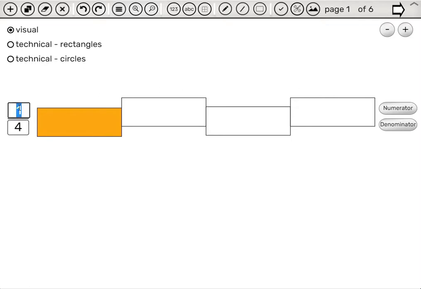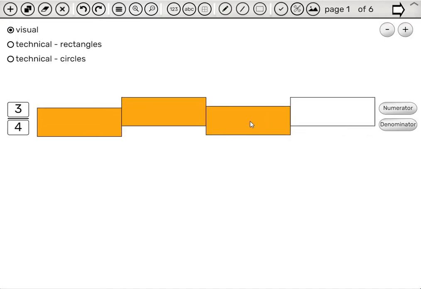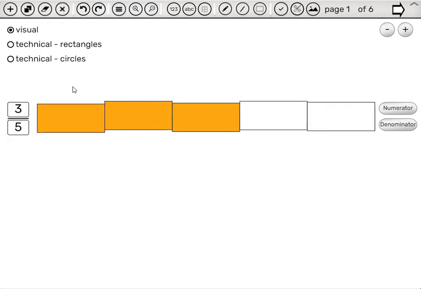We can change the numerator, for example, to 2 or 3, and the correct number of segments is colored immediately. We can click the bar again to straighten it out, and the segments merge. Let's click it again. If we change the denominator, the bar also merges.